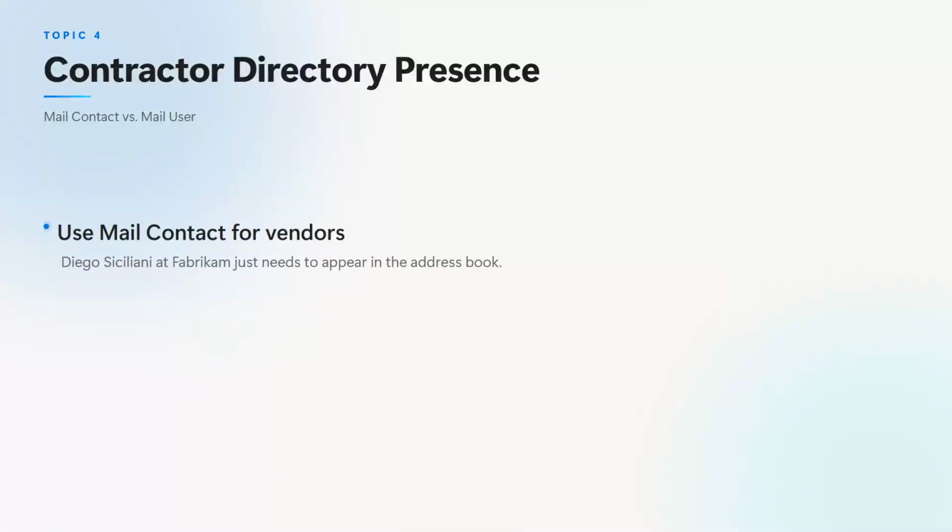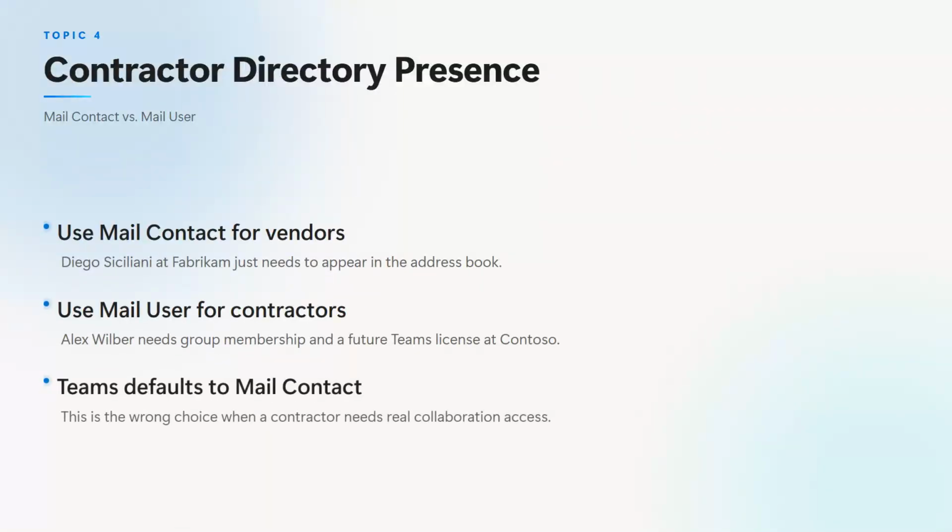When an external person needs to show up in your address book, you have 2 choices, and picking the wrong one breaks downstream workflows. A mail contact is the lightest touch, it's just a forwarding entry in the global address list with no sign-in capability at all. That's perfect for a vendor rep who only needs to be reachable. But a contractor who needs to be added to security groups, appear in the org chart, or potentially get a Teams license later requires a real directory object.